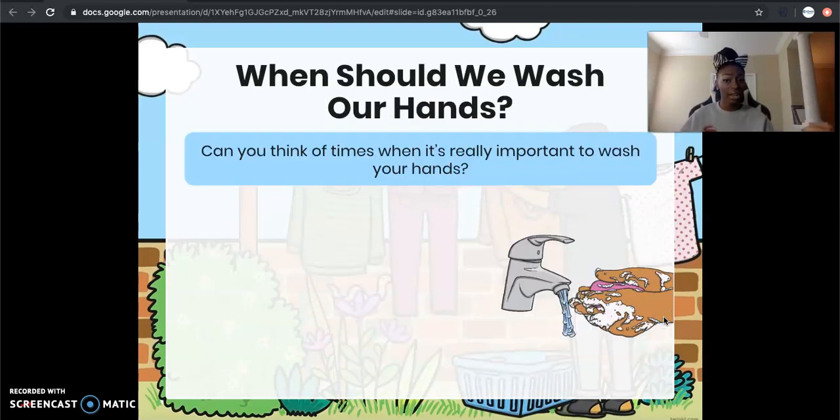So when should we wash our hands? Can you think of times when it's really important to wash your hands? Let's think. Let's think of some times where it's super important for us to wash our hands. Think. What did you come up with? When are the super important times to wash our hands? That's a good one. Give me one more. When is it really important to wash our hands? Whoa, those are really good.